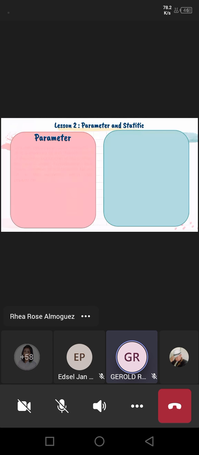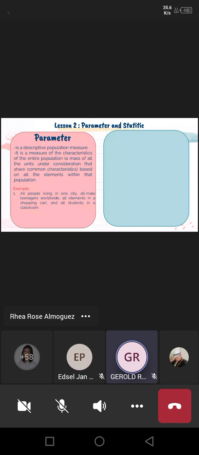For example, okay, so we have your example ng parameter. Kasi ito ay numerical quantity referring to the entire population. All people living in one city, yan, all male teenagers worldwide, all elements in a shopping cart, and all students in a classroom. Another example, the researcher interviewed all the students. So we are referring to the entire population.